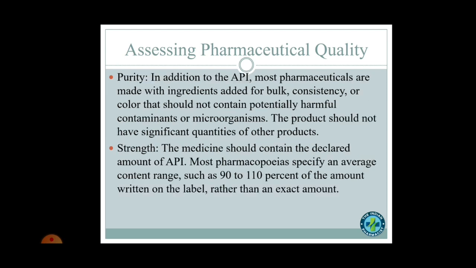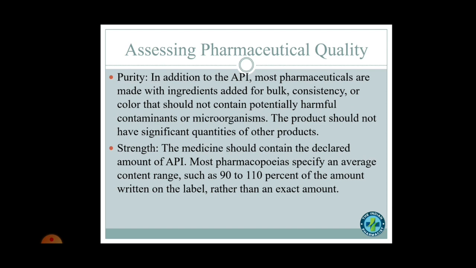Second is purity. In addition to the presence of the API, most pharmaceuticals are made with ingredients added for bulk, consistency, or color. These ingredients are commonly called excipients. These should not contain potentially harmful contaminants or microorganisms. The product should not have significant quantities of other products from cross contamination. Third one is strength. It is also called potency. The medicines should contain the declared amount of API. Harmful byproducts of degradation must be absent or should be below defined limits.